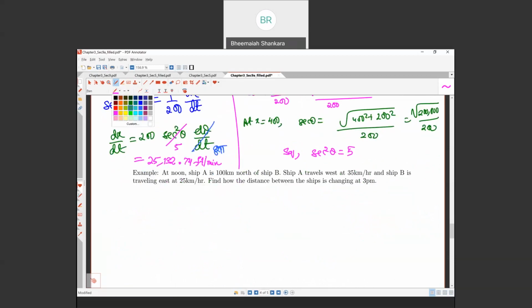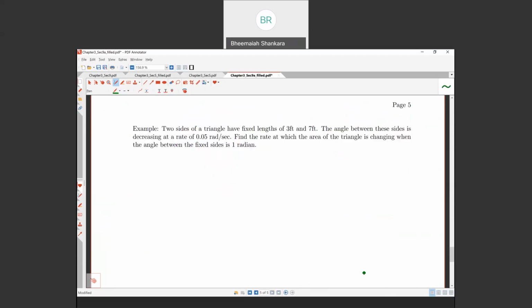And the next problem will be for your practice. The next one: two sides of a triangle have fixed lengths 3 feet and 7 feet, and the angle between these sides is decreasing at a rate of 0.05 radian per second. Find the rate at which the area of the triangle is changing when the angle between the fixed sides is 1 radian. So let's draw this.